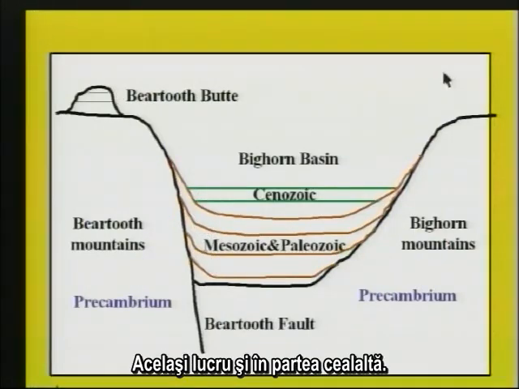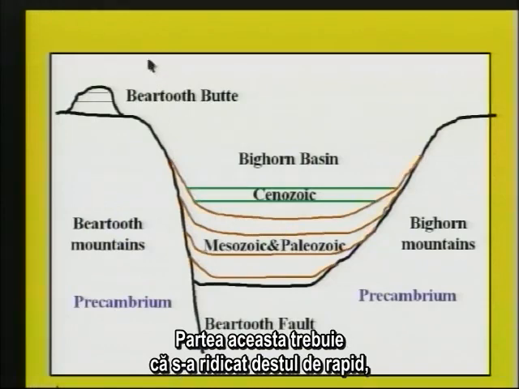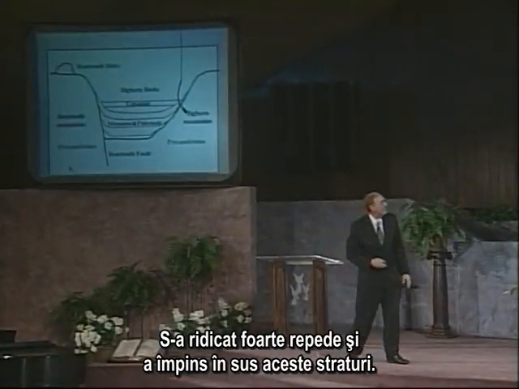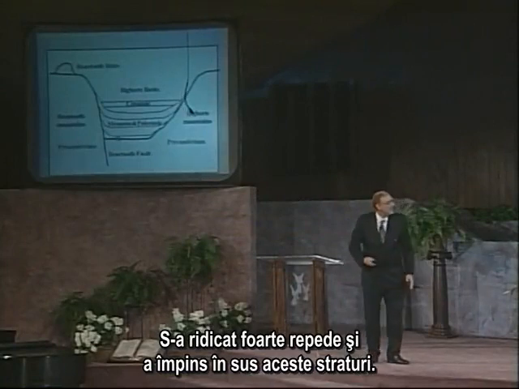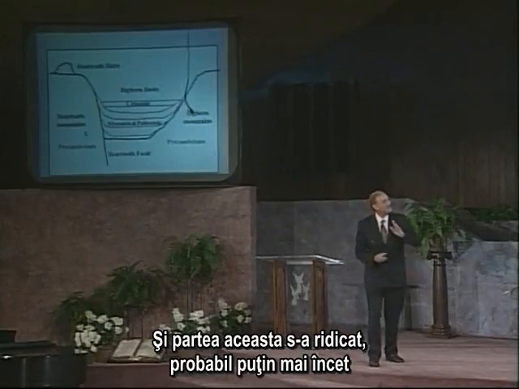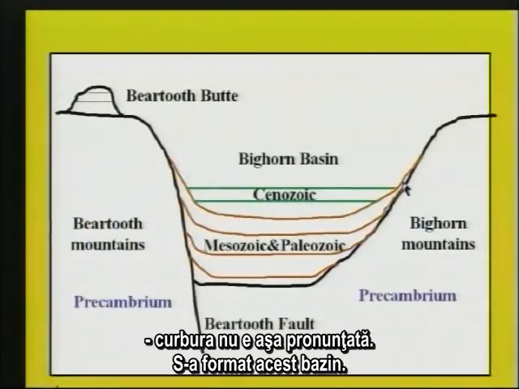And on the other side over here, this side must have come up quite quickly because we have a fault here, which is called the Beartooth Fault, which is a tear in the earth. A tear. So it went up very quickly, and it moved these layers up, and this side also came up, but probably slightly slower, and you'll see the warp is not quite as great. Up it goes, and you have this basin then.